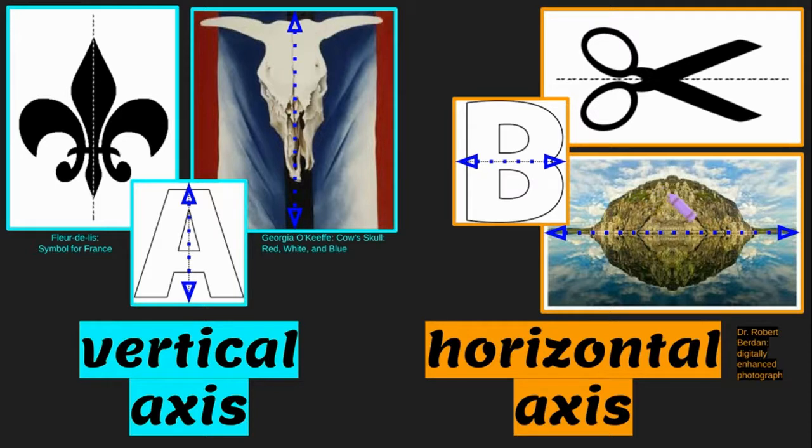Now, this is a reflection. Like you have a reflection in a mirror. The land is reflected into the water, and so is the sky is reflected into the water. Okay, so this is horizontal axis. And you also see it with the letter B. The letter B has this horizontal axis, and if I were to fold it or cut it in half, these 2 sides would match up perfectly.